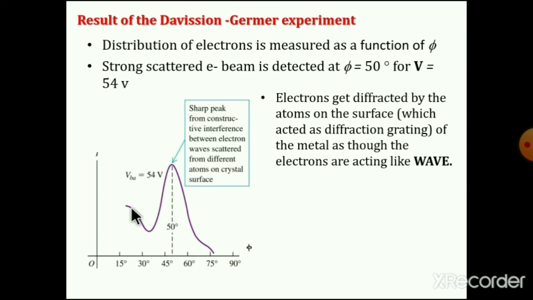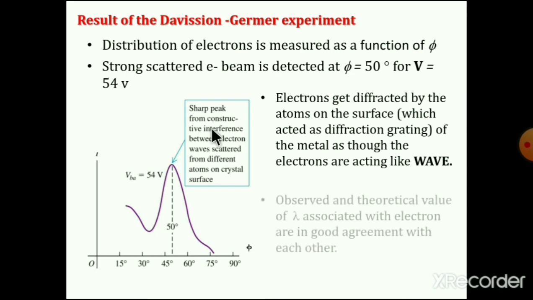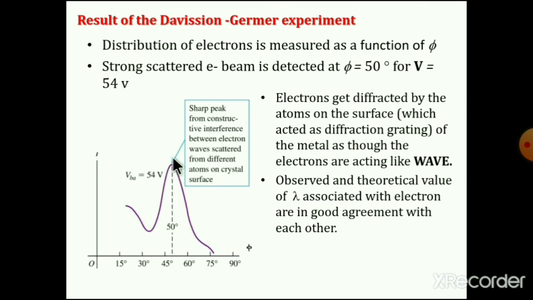This shows that the occurrence of maxima and minima is due to diffraction of the matter wave associated with the electron. Thus, the diffraction phenomenon arises due to the scattering of the electron wave. As we write here, this is the sharp peak from this graph that we have to note. This is the maxima, this is the minima. The electron gets diffracted by the atoms on the surface of the metal, as though the electrons are acting like a wave.